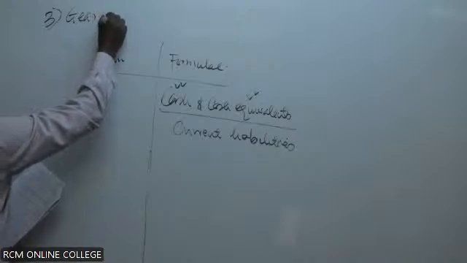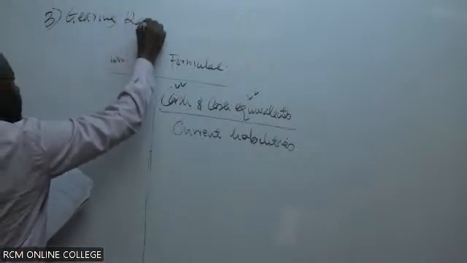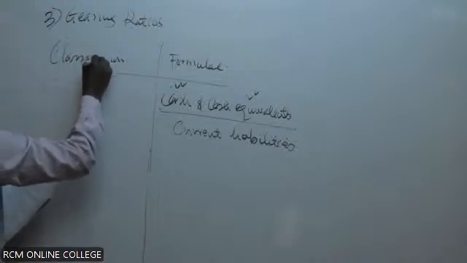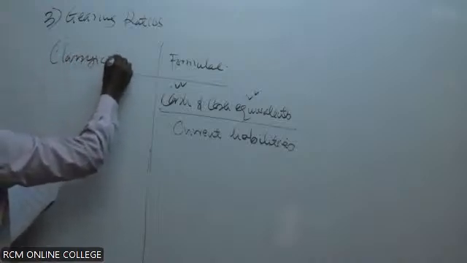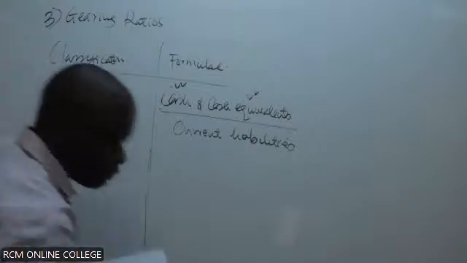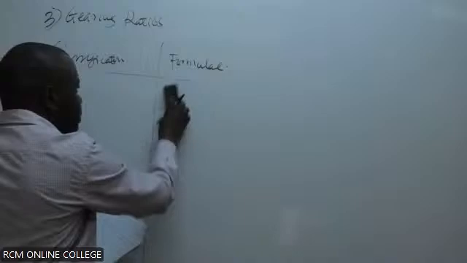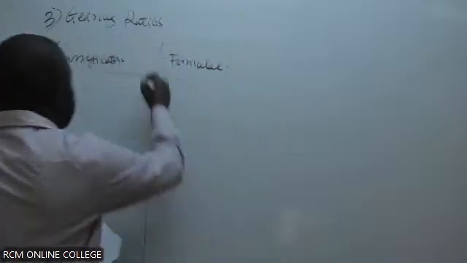Gearing ratios. So the classification, and write classification, and of course the formula. You put those two columns, the classification and the formula. The first one we're going to look at is what we call the debt to equity ratio.